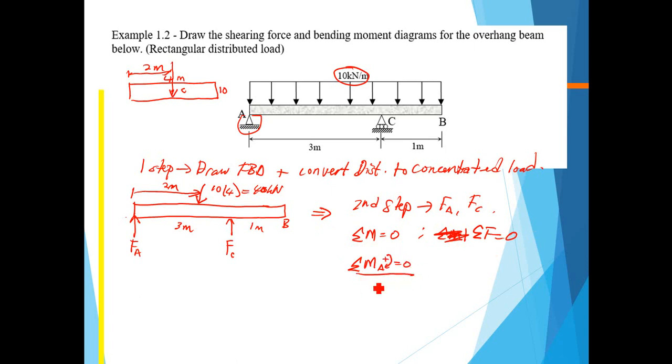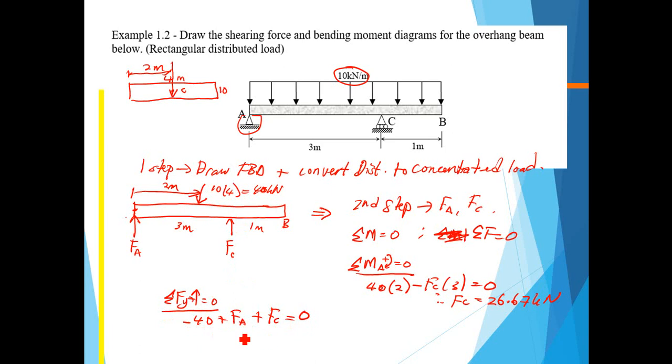So from here we know that 40 times 2, the distance from the concentrated load to point A is 2 meter, and then minus FC times 3 is equal to 0. So from here we can get the value of FC. FC is equal to 26.67 kilonewton. And then if we apply the summation of Fy, upward is positive, the total must be equal to 0. So we get minus 40, which is here, plus FA plus FC is equal to 0. Since FC equals 26.67, we know this value.